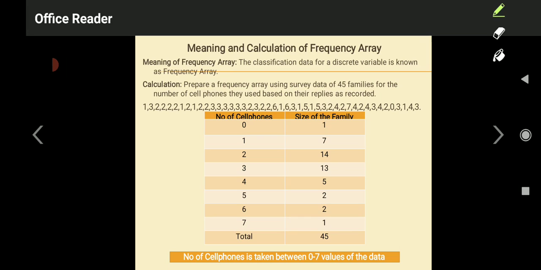Dear students, today let us understand the meaning and calculation of frequency array. This is a most important question from the examination point of view. Now let us understand what is frequency array.